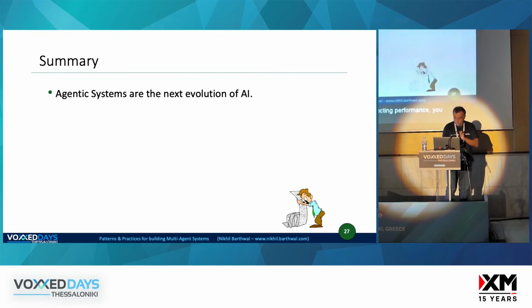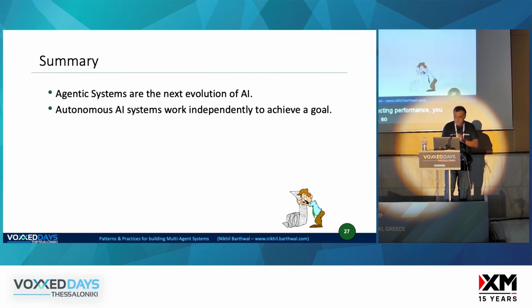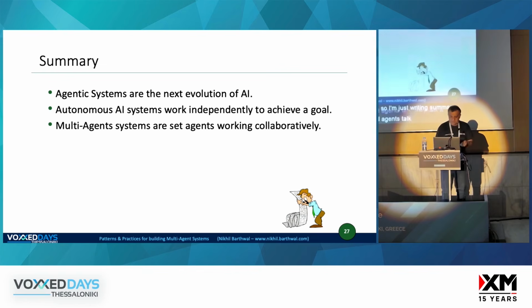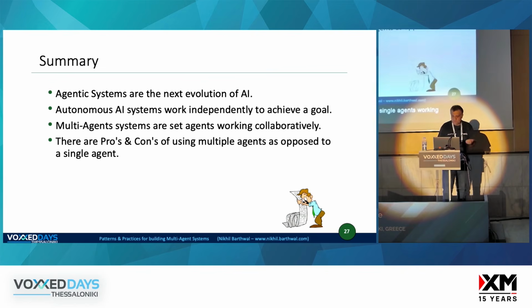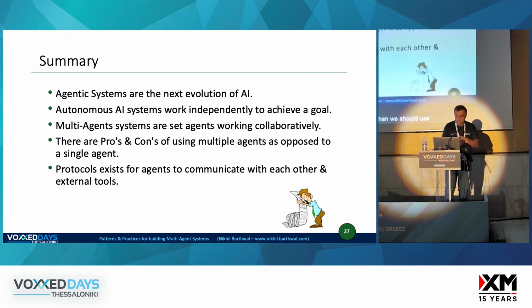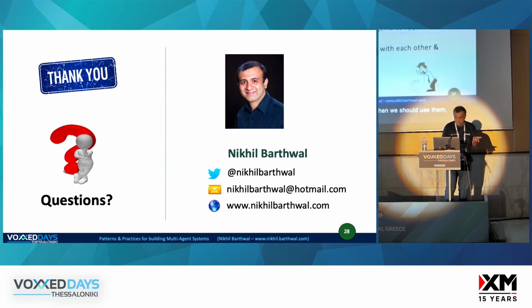I'm almost out of time, so I'll just write the summary. Agentic systems are the next evolution. We know how automated agents talk. They talk to each other. They coordinate with each other to achieve a goal. Multi-agents is multiple autonomous single agents working together. There are pros and cons of multi-agents. We talked about when we should use them, when we should not use them. There are protocols for communications and external tools.